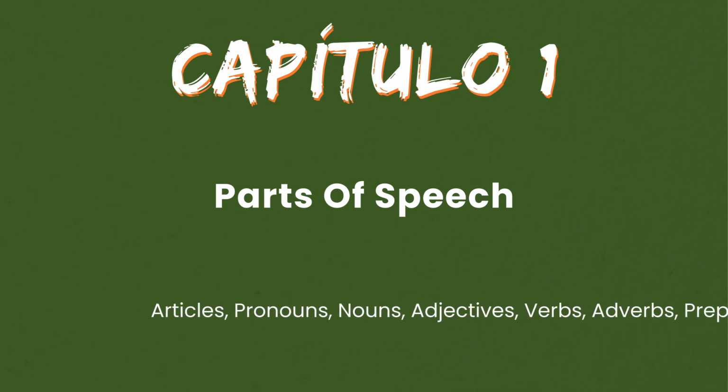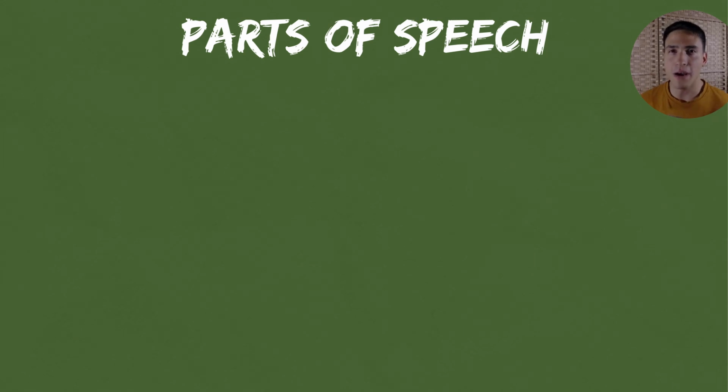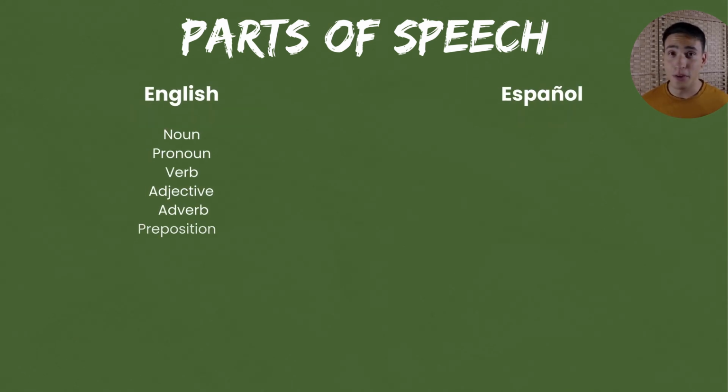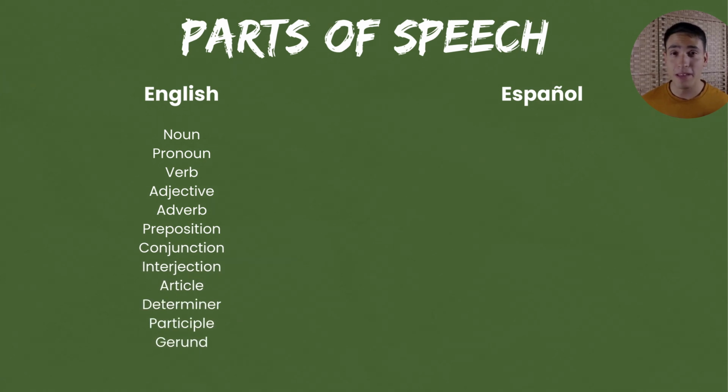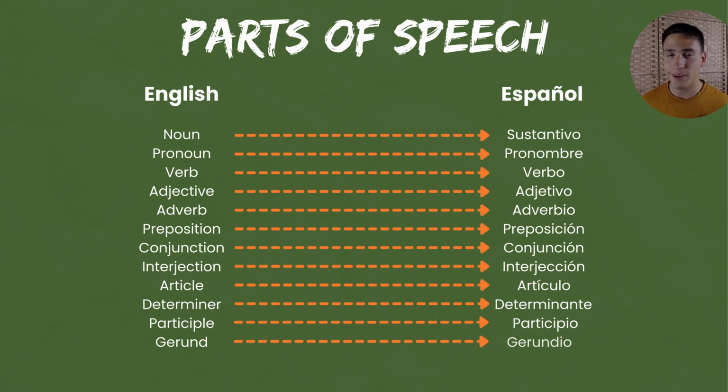Let's see what those are. Capítulo 1. Parts of speech, or POS, which I might or might not call them going forward. We learned about it in school. It's a pretty basic part of grammar, but most of us have forgotten about it. However, when you're trying to learn a language, it's a pretty crucial thing that you should have mastered when you're going to learn grammar in a target language.